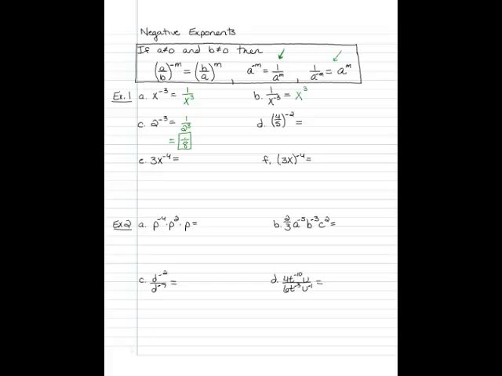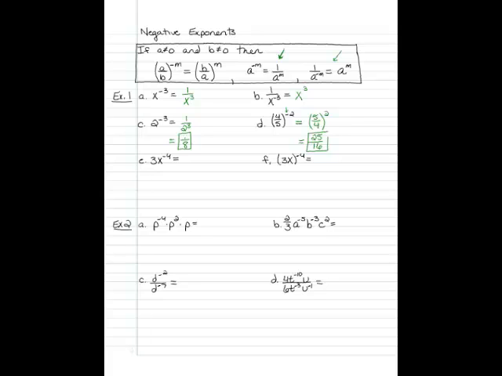For part D, we have a fraction, 4/5 raised to the negative 2 power. What we want to do first here is deal with the negative sign. The negative exponent takes the reciprocal of the base. So this can be rewritten as, instead of 4/5, the reciprocal of that would be 5/4 to the positive 2 power. Now we simply square what is inside. 5 squared is 25. 4 squared is 16.